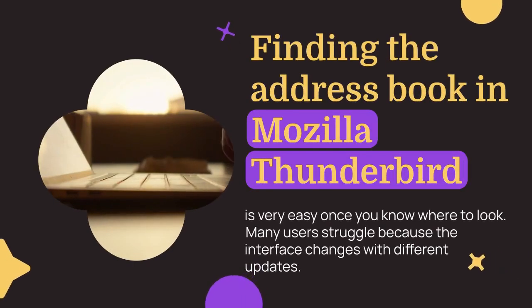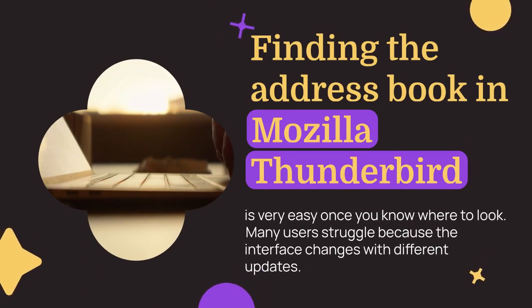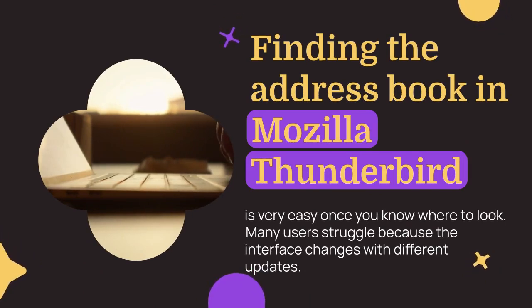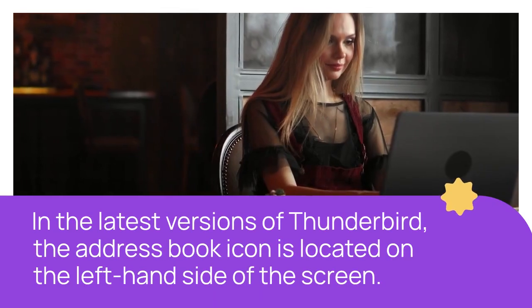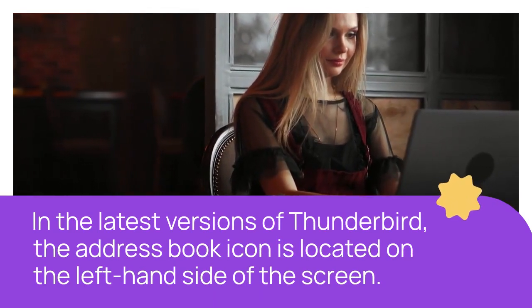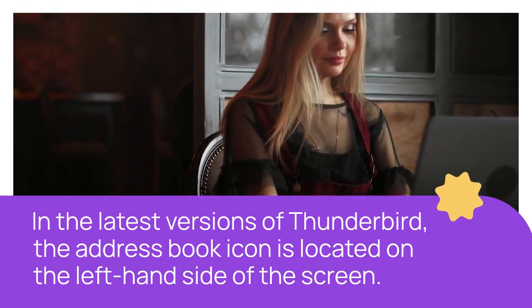Let's get started. Finding the address book in Mozilla Thunderbird is very easy once you know where to look. Many users struggle because the interface changes with different updates. In the latest versions of Thunderbird, the address book icon is located on the left-hand side of the screen.